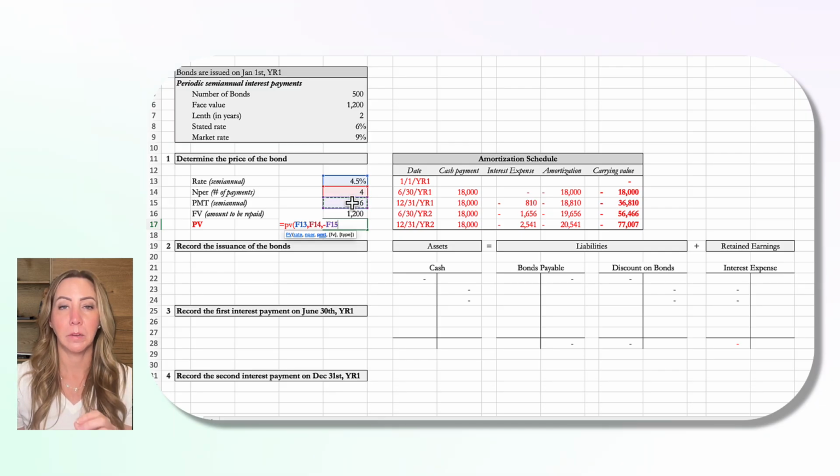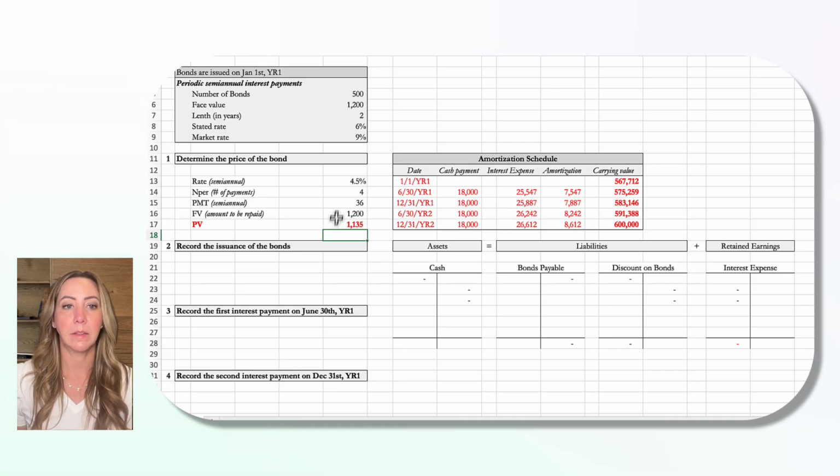And this is per bond, per each individual bond. Then I'm going to take the $1,200 principal payment that I have to make at the end of the 2 years, also making that negative. And this is going to give me the price of one bond, $1,135. So one bond of $1,200, I can't actually sell for $1,200 because I'm paying 6% interest when the market rate is 9. No one's going to buy this bond unless I lower the price to $1,135.